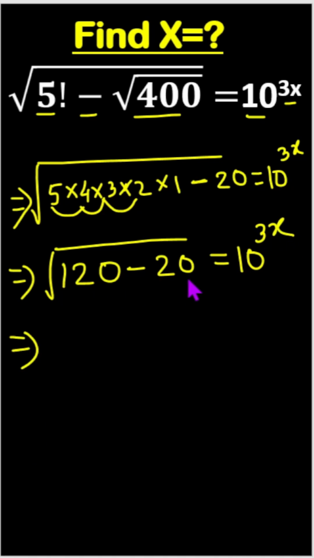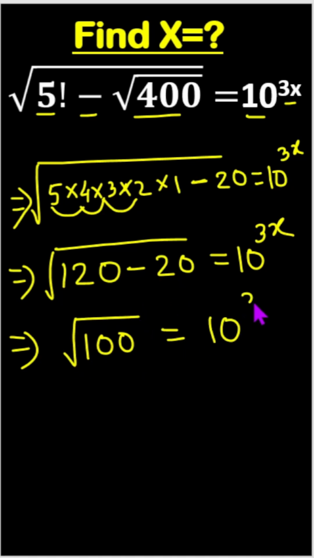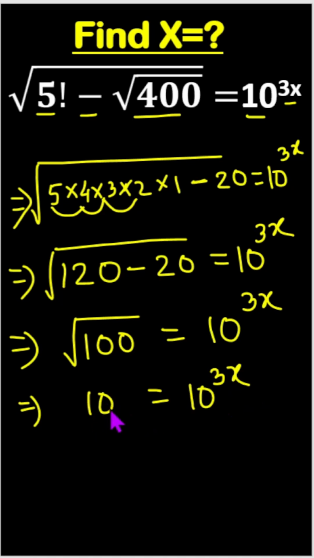Now 120 minus 20 is 100, right? Square root equals 10 to the power 3x. Square root of 100 is 10 equals 10 to the power 3x. Here 10's power is 1, right?